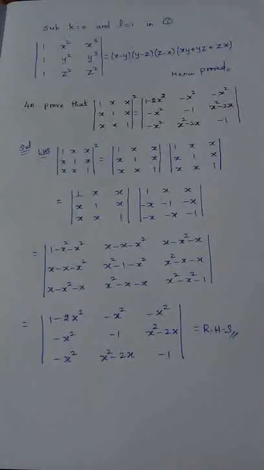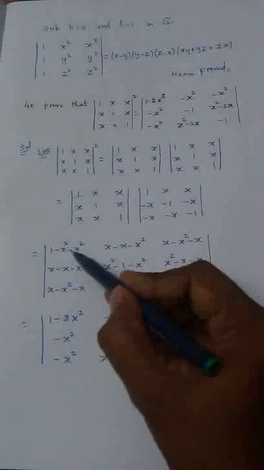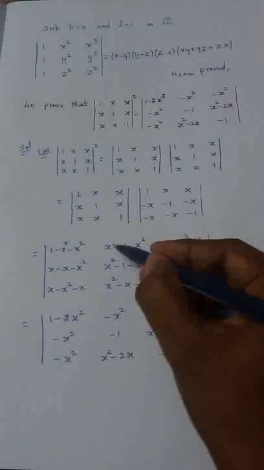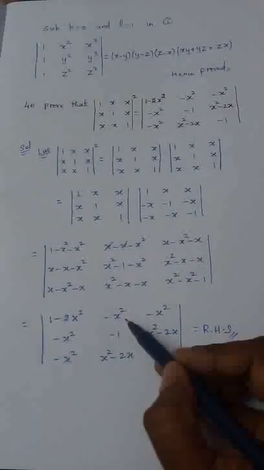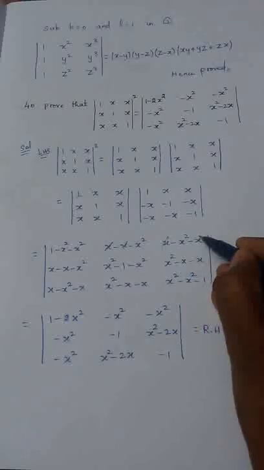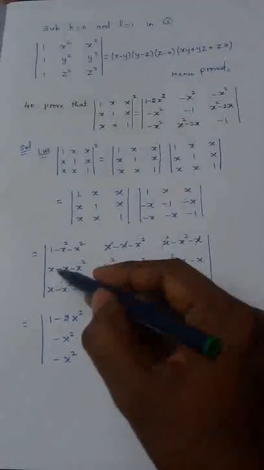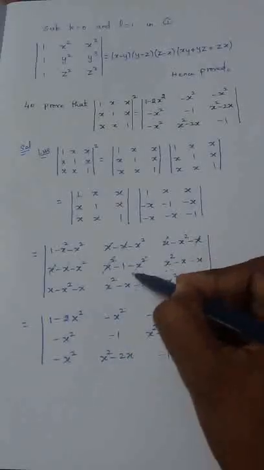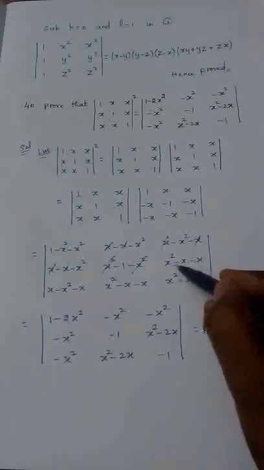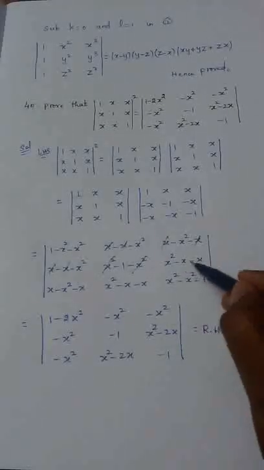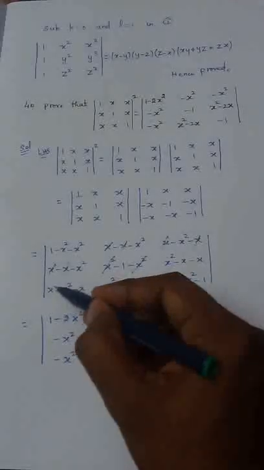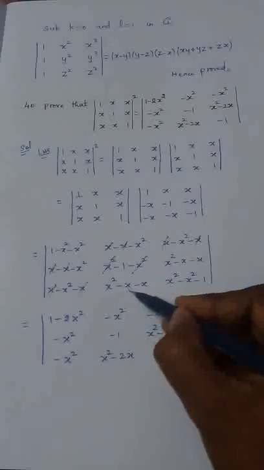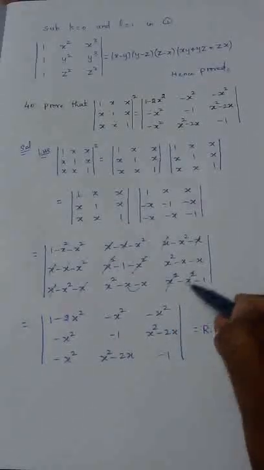Multiply the two determinants. Now if you see, minus x square minus 2x square, so 1 minus 2x square. Here plus x and minus x get cancelled, minus x square, plus x minus x cancels, minus x square, plus x minus x gets cancelled, minus x square, plus x square minus x square gets cancelled, minus 1. Here nothing will get cancelled. X square minus x means minus 2x. Here plus x minus x goes off, minus x square, minus 2x, x square cancels, minus 1.